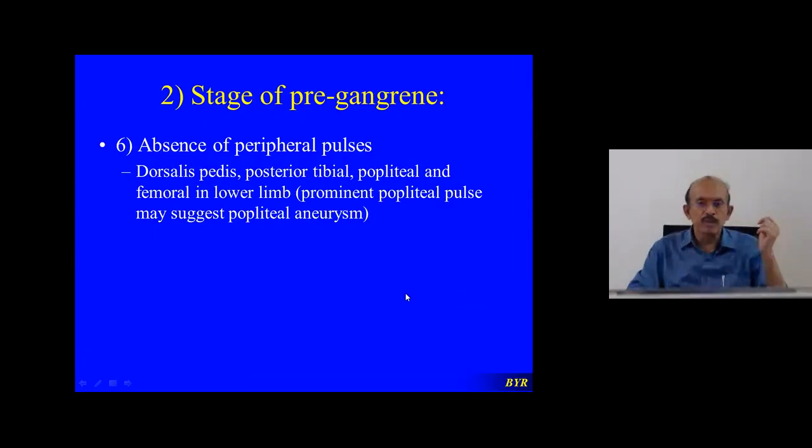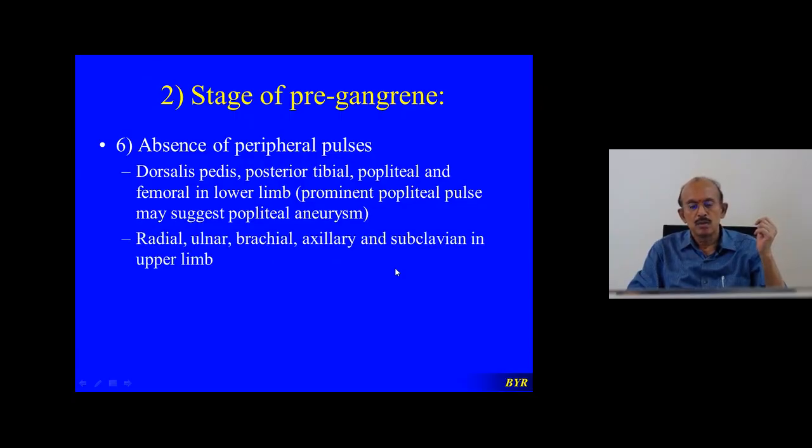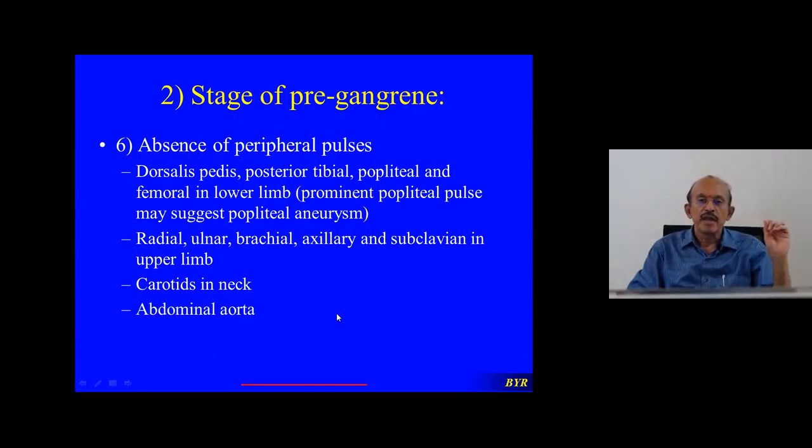What are the peripheral pulses to be examined? Dorsalis pedis, posterior tibial, popliteal, femoral in the lower limb. Radial, ulnar, brachial, axillary and subclavian in the upper limb. Carotids in the neck. Then abdominal aorta. So any case of a vascular ulcer, ischemic ulcer, you must examine all the peripheral pulses in the body.